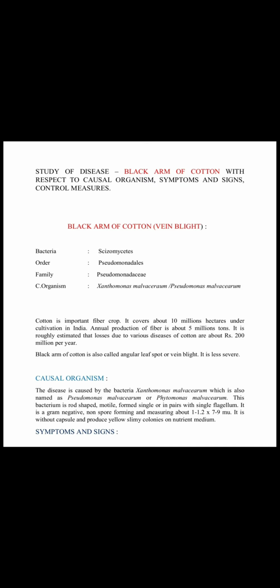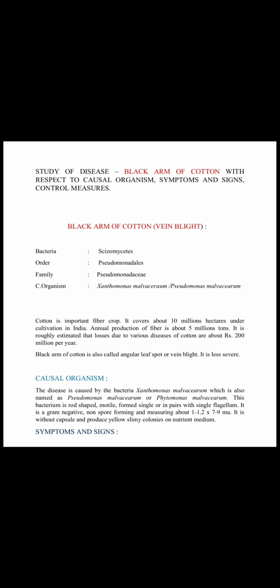This pathogen affects the cotton plant or cotton crop, and cotton is commercially very important in India, cultivated on a large scale. The annual production of fiber is about 5 million tons. Hence the black arm of cotton is also called angular leaf spot or vein blight. It is less severe.